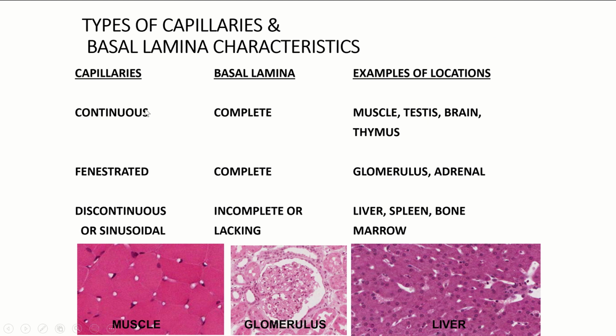So these are our three main types I just talked about. Continuous capillaries is just like what it sounds like. It has a complete basal lamina, and it is the one that is most protective. Okay, so it allows the least amount of stuff to come from the blood into the tissues or vice versa. It allows them to talk to each other the least. And so that's going to be in important places like your muscle, your testes, your brain, and the thymus. Remember, hopefully you guys have heard before, like the blood-brain barrier, the blood-thymus barrier, blood-testis barrier, blood-muscle barrier.